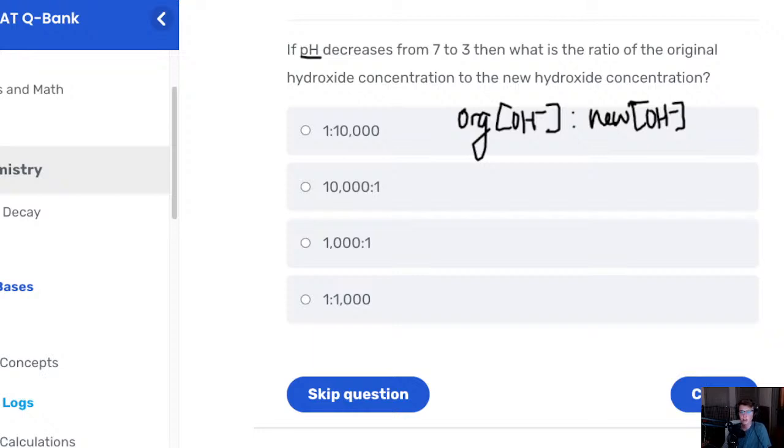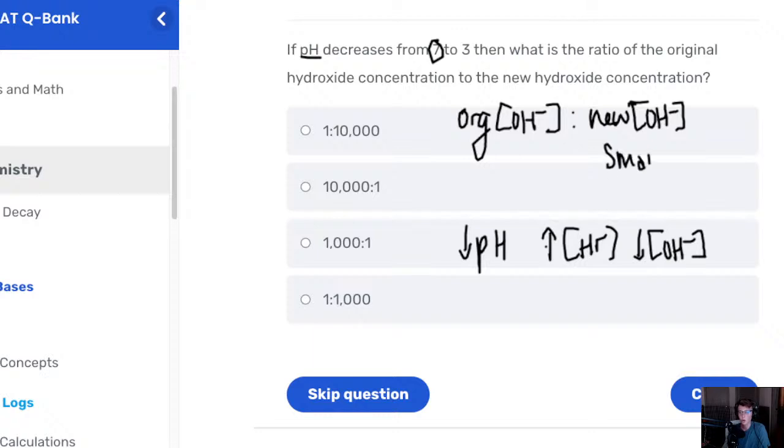So let's conceptually think about what would make sense. We are decreasing the pH, and this is what I know: decrease pH, increase H+, which will decrease the hydroxide concentration. So the new hydroxide concentration, when we lower the pH, has to be the small or low number. And this must be the big or high number. So that helps me eliminate any answer choices that don't have a large number first. For example, these here don't make any sense. They are out.